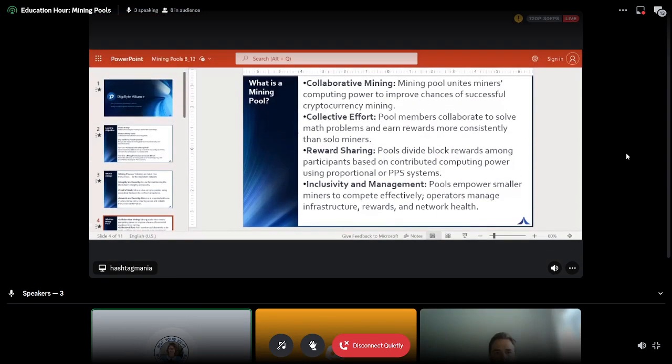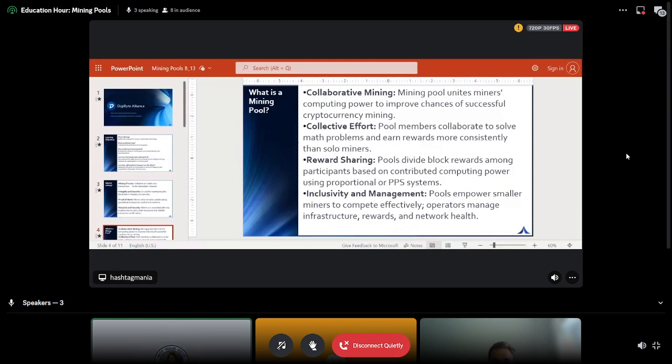Yeah. So what's a mining pool? Just doing some basic research, but really it goes back to what James was just referencing. It's a collaborative group of miners that come together, sharing their computational power to increase the chance of successfully mining a cryptocurrency. And if you combine that power, you distribute the rewards, and you can do that more consistently than if you were a solo miner.